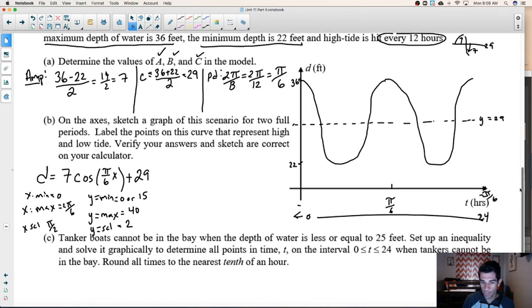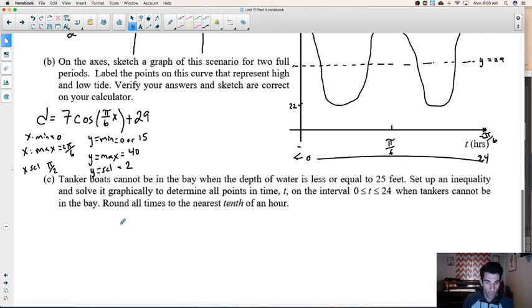So if I'm setting up an inequality, you are going to use your equation, 7 cosine pi over 6x plus 29. Now this tanker cannot go in this bay when the tide is less than or equal to 25. And that right there is your inequality.